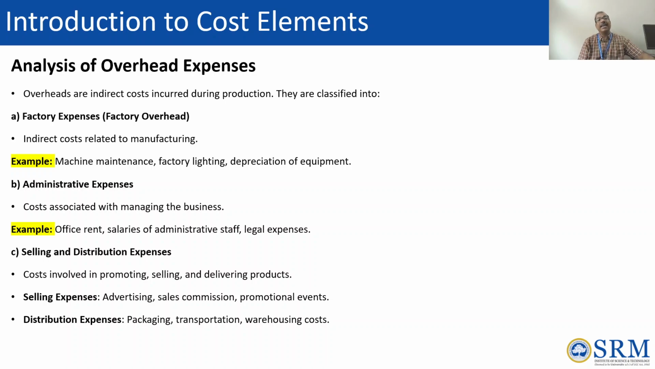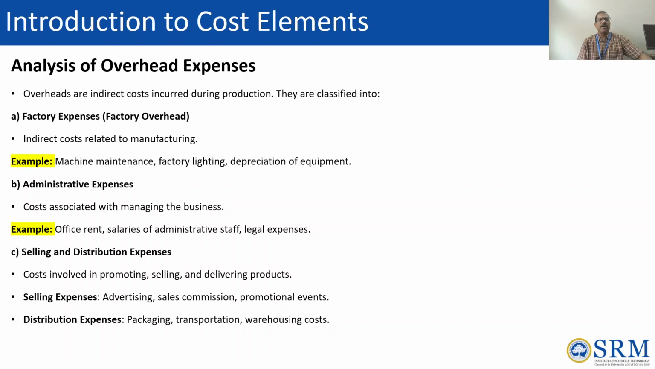Overhead expenses are indirect costs incurred during production. What are the indirect costs we discussed so far? That will be considered as overhead expenses. Factory expenses, or we can consider it as factory overhead, are indirect costs related to manufacturing. Example, machine maintenance is an overhead charge. Factory lighting and depreciation of equipment come under factory expenses or factory overhead.